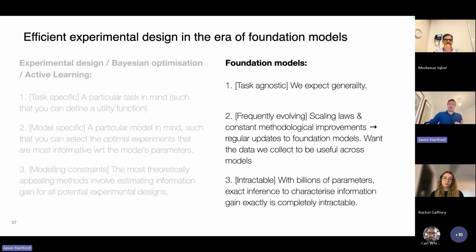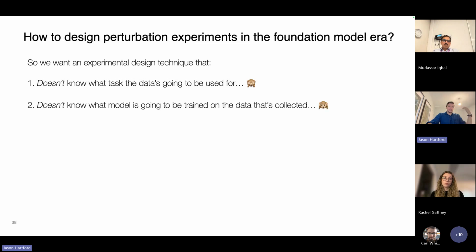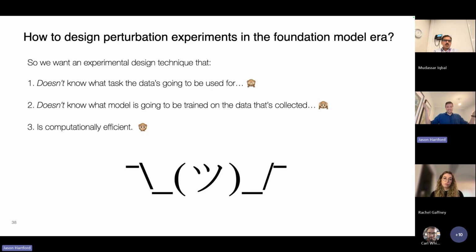This space is evolving quickly. There are constant updates to these models. And so ideally, you would like the data that you collect to be useful for all models and not just for some specific model that you're training now. You want a bit of future proofing in the data collection process. And then because these models have billions of parameters and are highly nonlinear, any hope of tractability and closed form solutions is out of the window, right? So in this era, we want an experimental design technique that doesn't know what the data is going to be used for, that doesn't know which model is going to be trained on this data, and is computationally efficient. It's like we've thrown away all the structure of the problem that makes experimental design useful, or at least it appears that way.